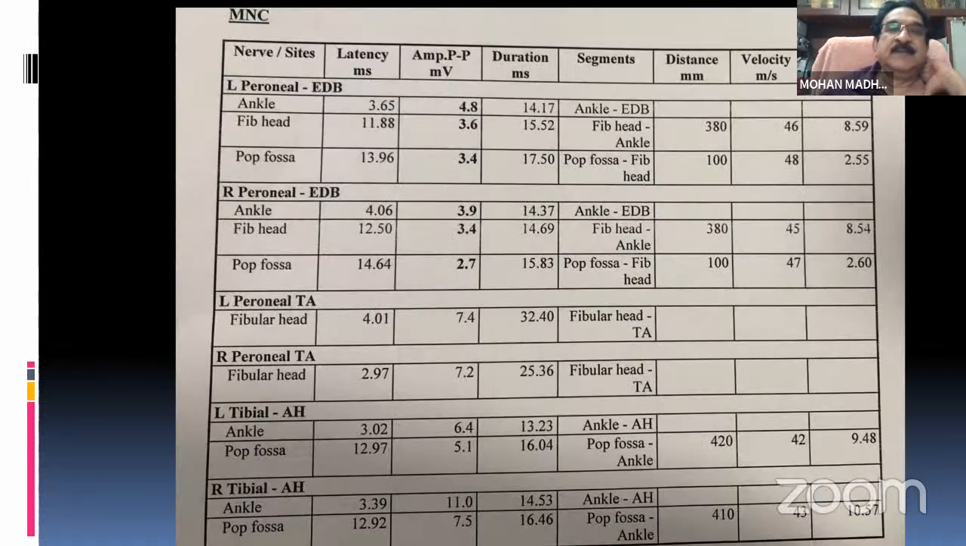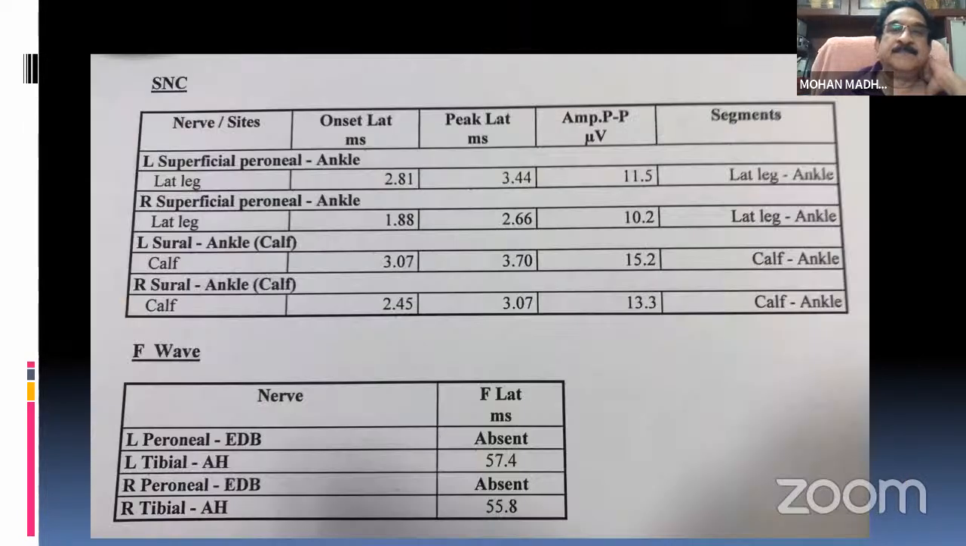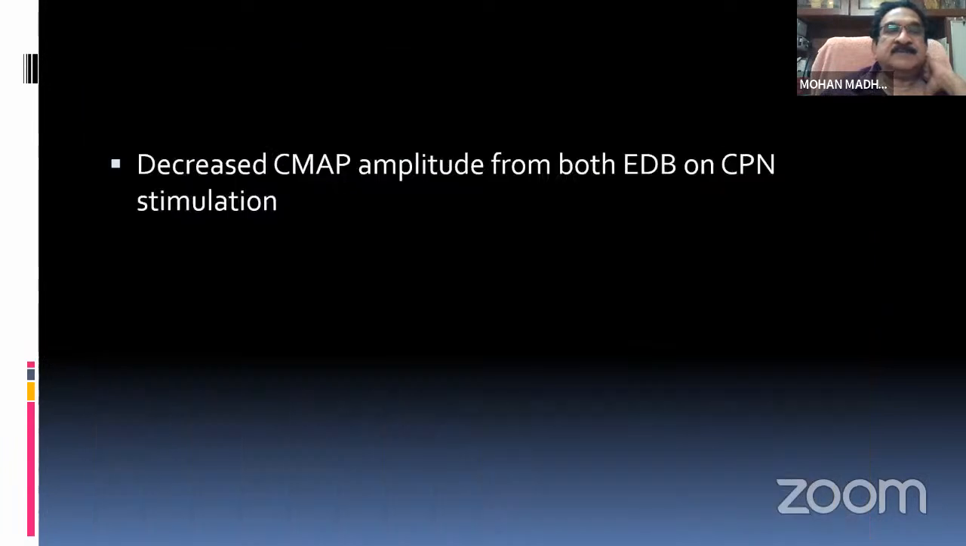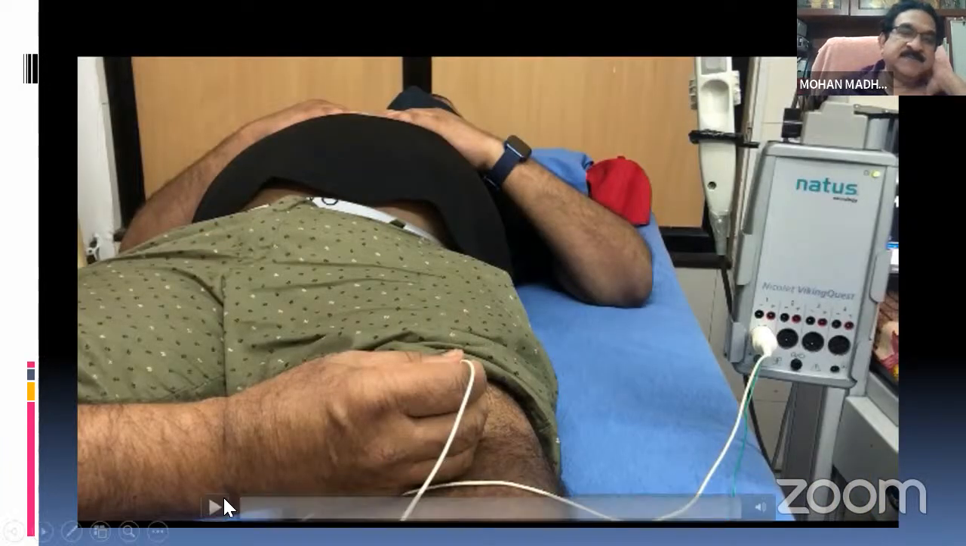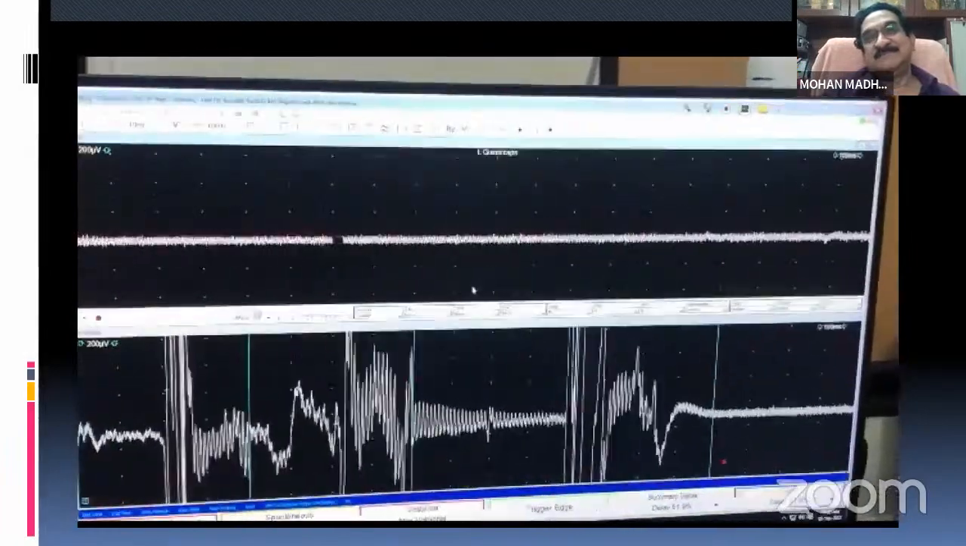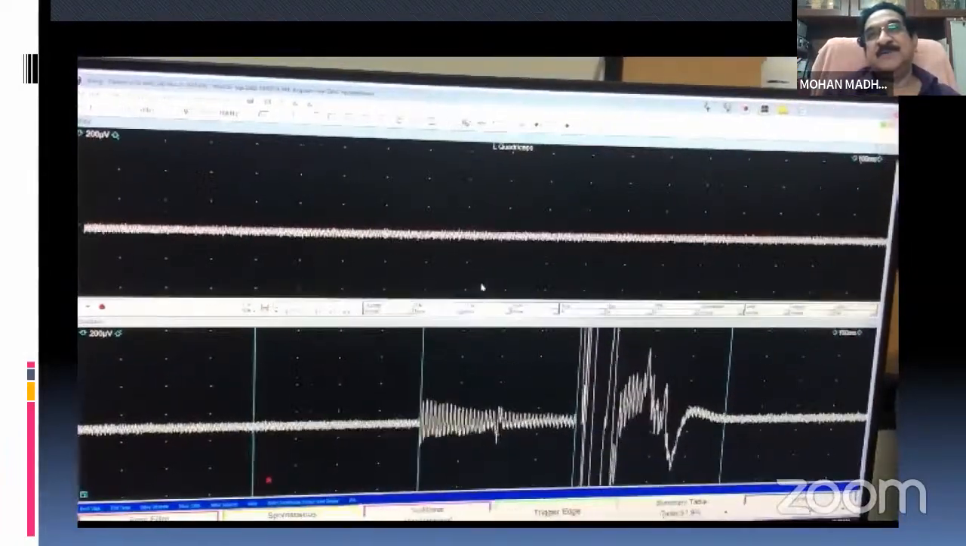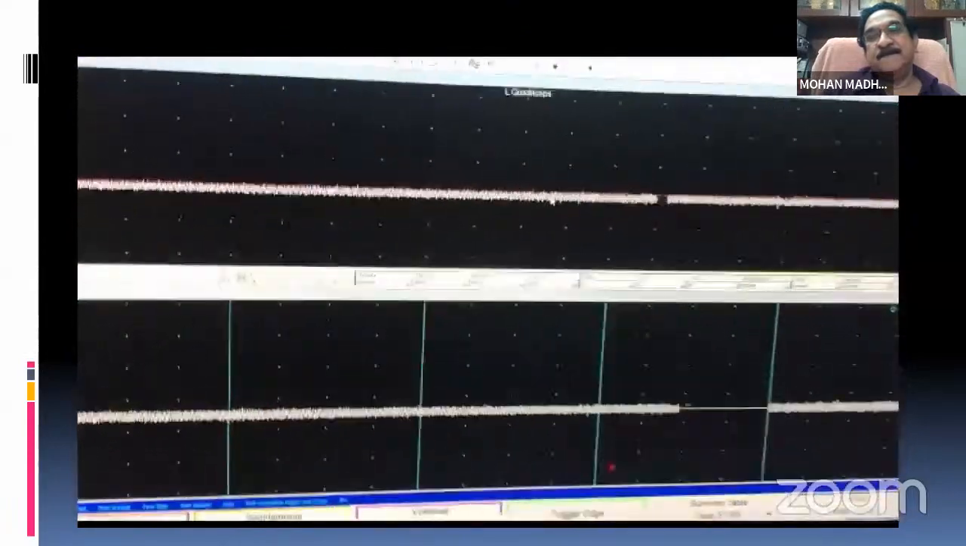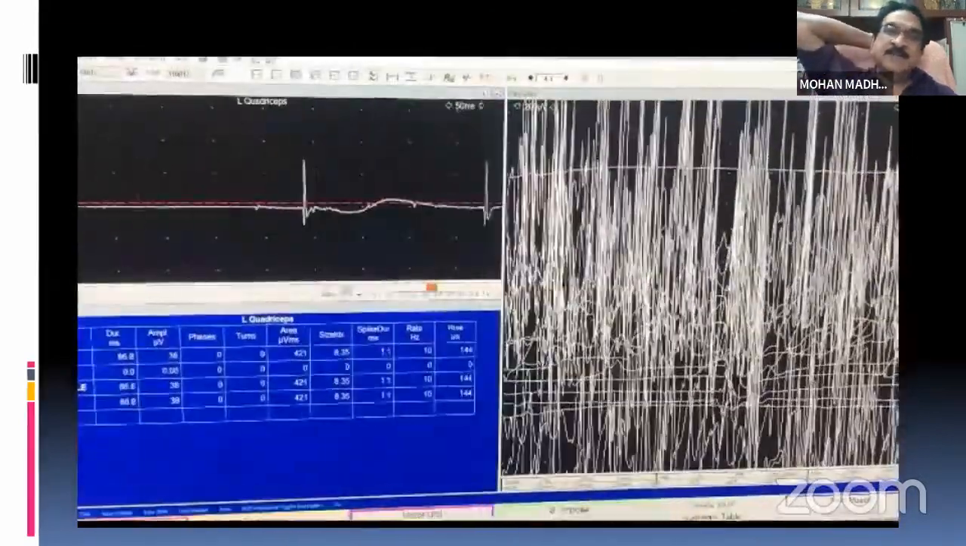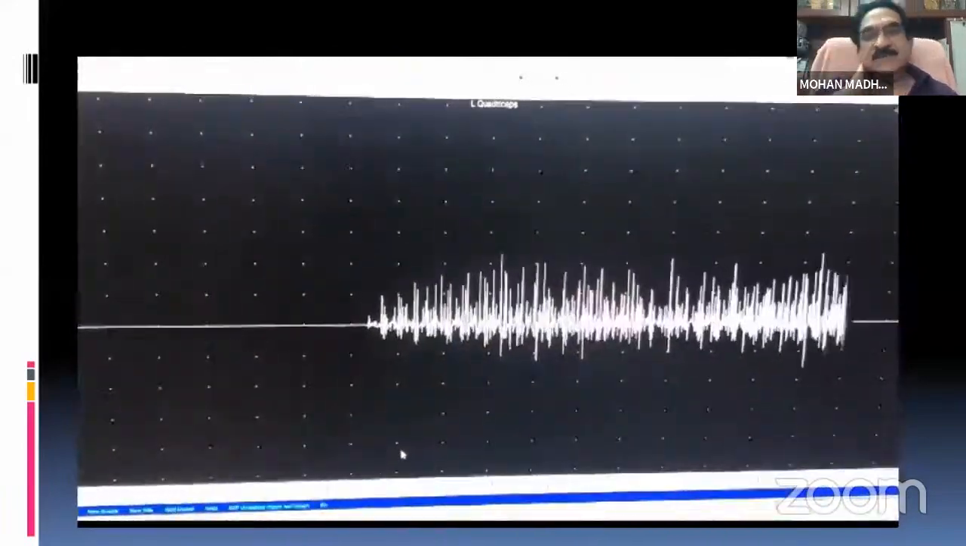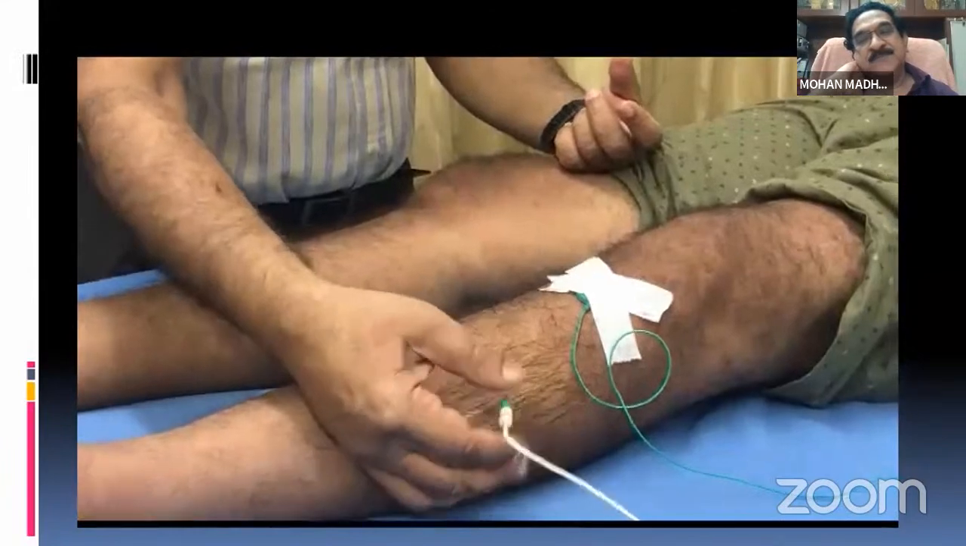I did the conduction study again. It showed a low CMAP amplitude from the peroneal nerve. The sensory potentials were normal. Then I did an EMG, the EMG of the patient from the quadriceps. There was no spontaneous activity. There is no evidence of any denervation, even though the amplitude has decreased distinctly. From the tibialis side, we hear the same, no spontaneous activity.